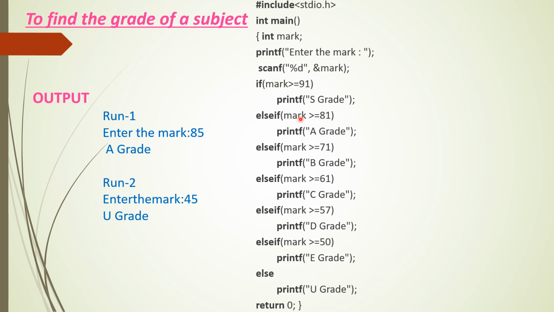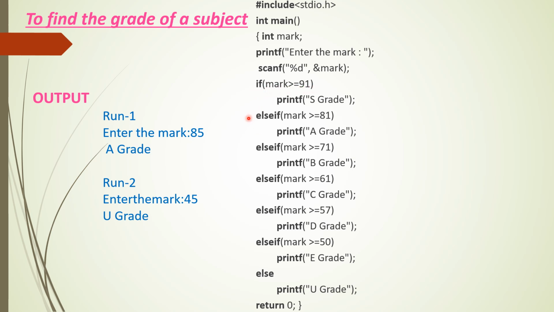Now, is my mark greater than or equal to 81? Yes, it is, because it is more than 81, it is 85. So I am executing this. Now it will not follow any of the others. It will move to the final one. That's it. Suppose my mark is somewhere around 55, then first it will check the if condition.